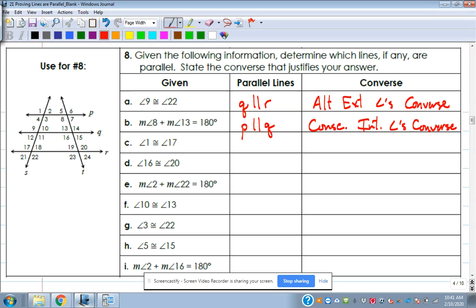1 and 17, corresponding angles. And so what two lines are parallel? P is parallel to R. So we can imagine that line Q and all the stuff that goes with it doesn't exist in this picture. The transversal is S, and 1 and 17 are corresponding there.